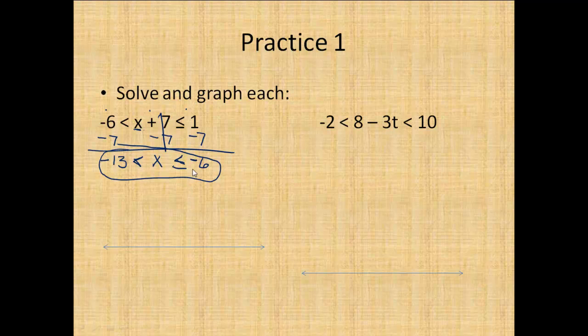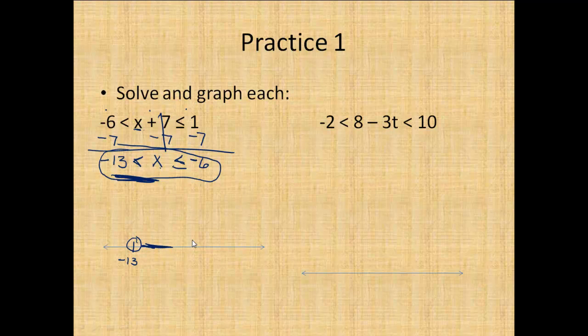We can be less than -6 but bigger than -13 at the exact same time. Now when I go down here to graph this, I graph it almost like it's two separate inequalities. So I'm going to do this part first. I'm going to go down here to negative 13, and I want x to be bigger than negative 13. That means I have an open circle, and I'm going to start shading to the right.